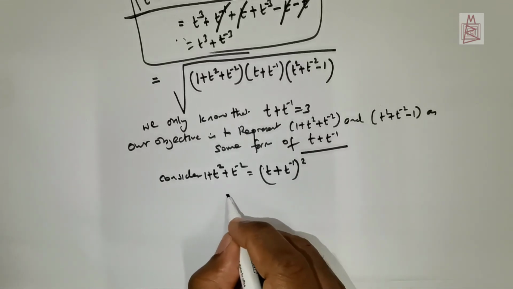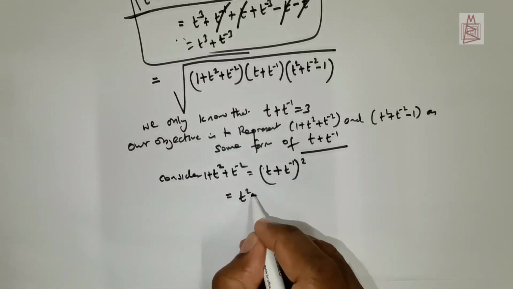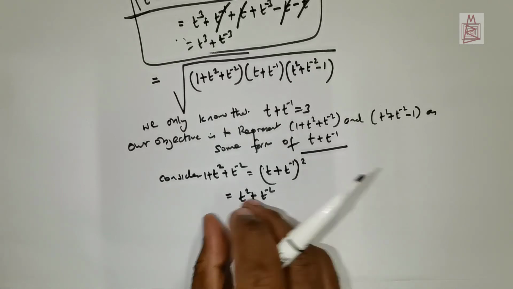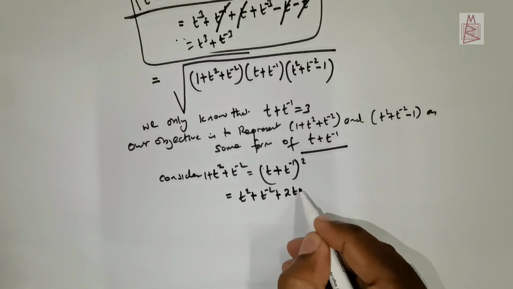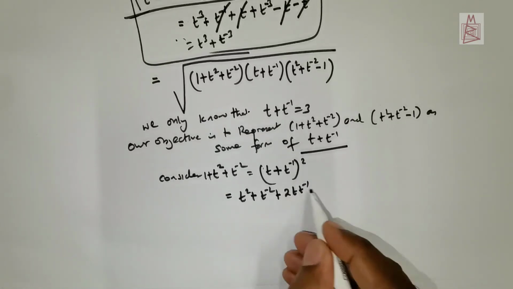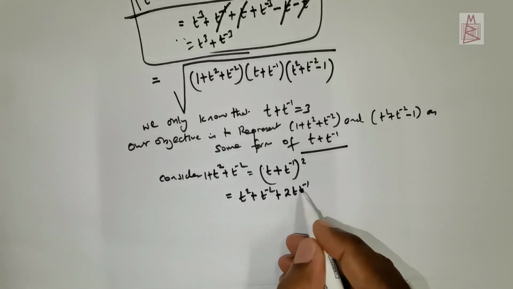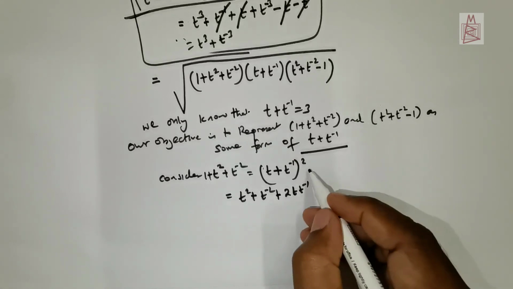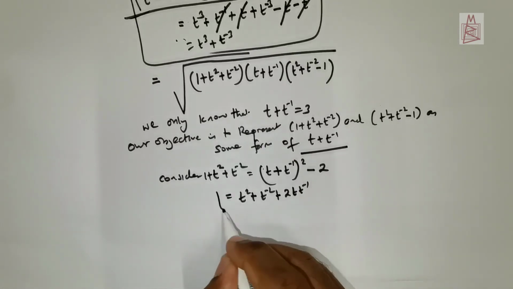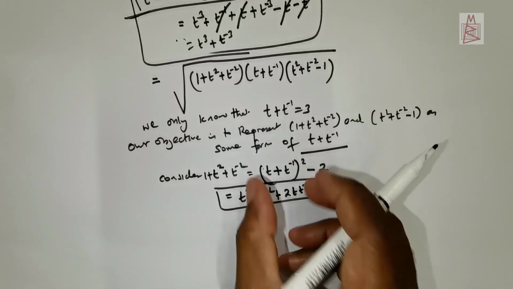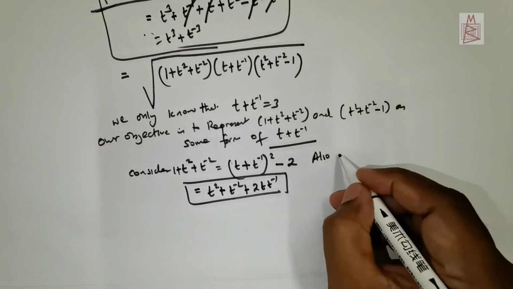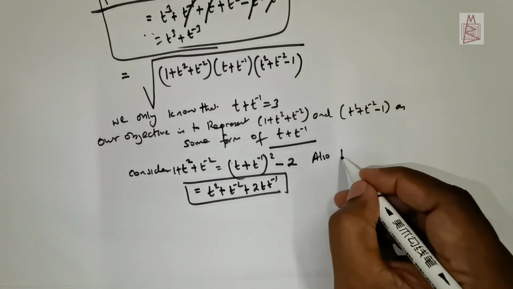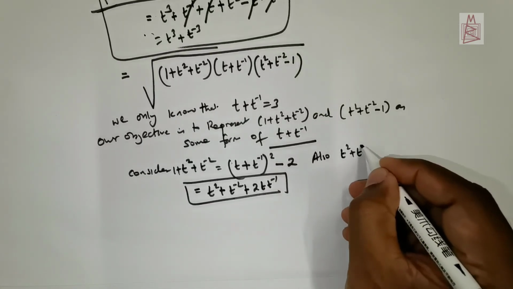Now, if I were to expand this, it is going to give me t^2 and t^(-2). So the first two terms are there, but I will get a positive 2 times t times t^(-1). But t times t^(-1) will be 1, so there is a positive 2 there. So I can remove that 2 down. This is fantastic.